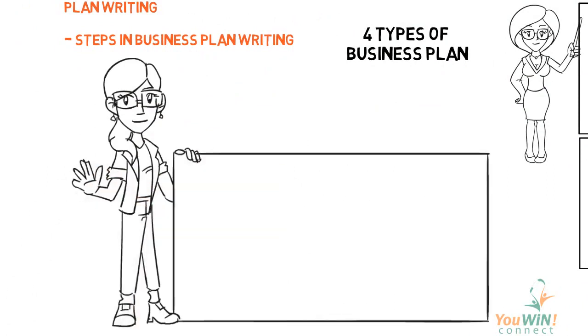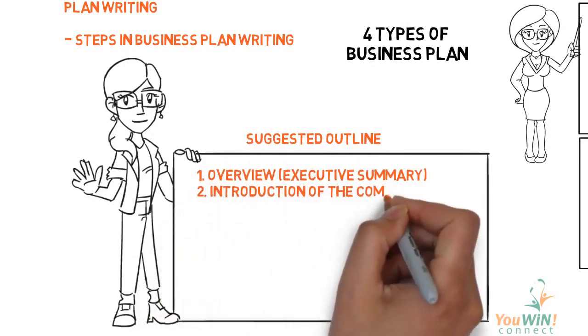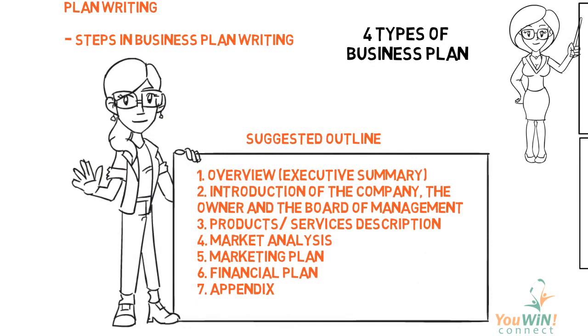So, when writing a business plan, how should the outline be? Let's look at suggested outlines. You have an overview, which some people call executive summary, which should give you the full view in not more than two pages of what the business plan is about: the venture, the market, the expected returns, and what you intend to do.